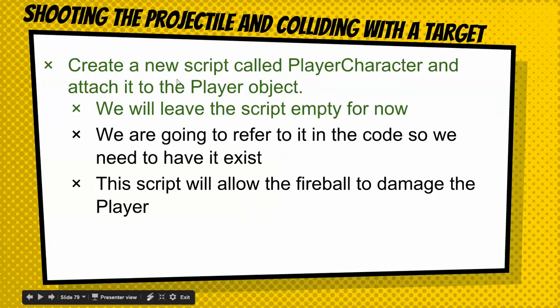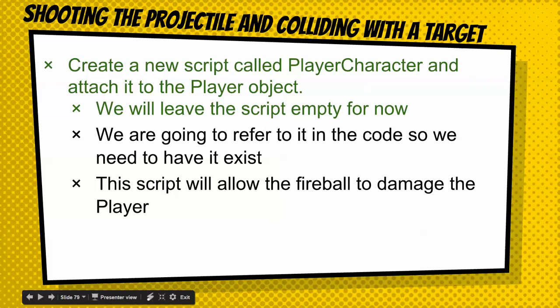Now we're going to create a new script called player character and attach it to the player object. In the same way, we're going to leave that script empty for now, but we need to do this because we're going to refer to it in the code next. We need to be able to talk to player character, so we need it to exist.